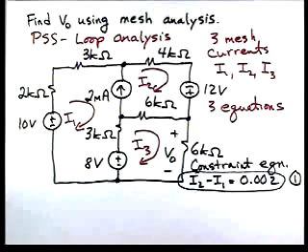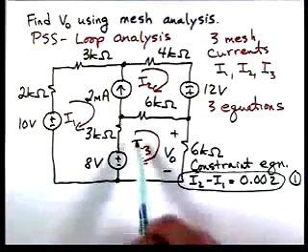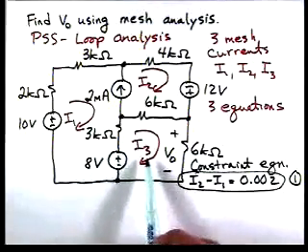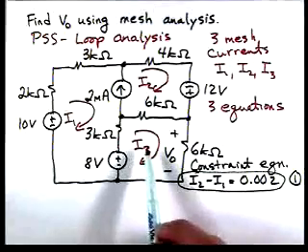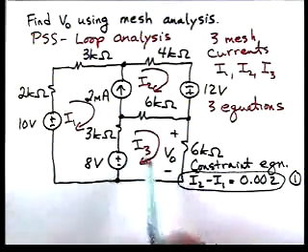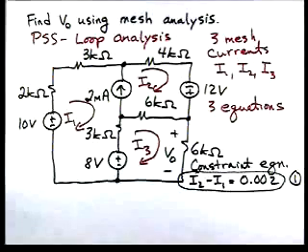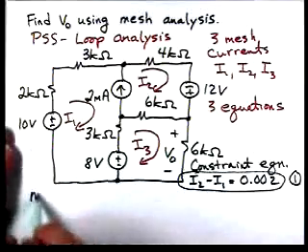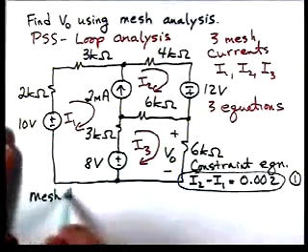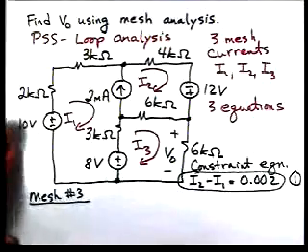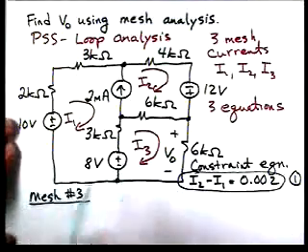We will go in and apply KVL to any mesh that doesn't have a current source. Well, the only mesh that doesn't have a current source is mesh 3. Okay, so let's apply KVL to mesh 3.